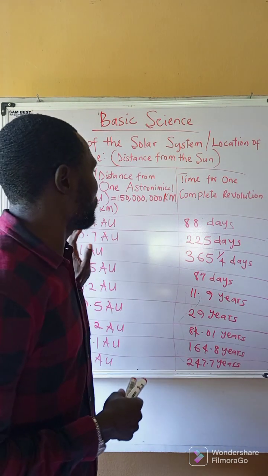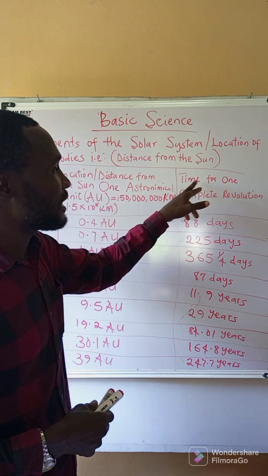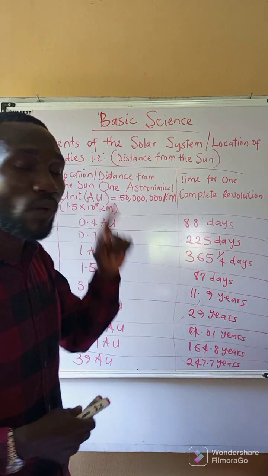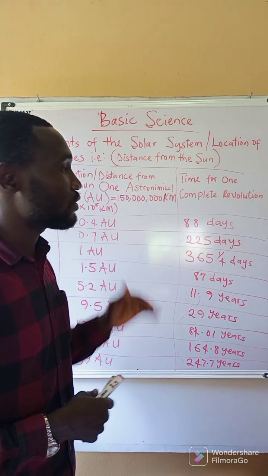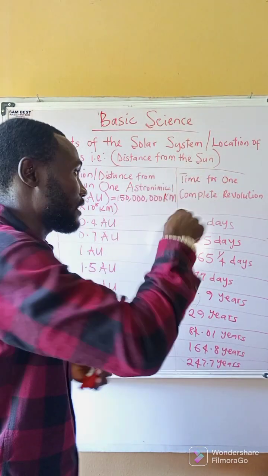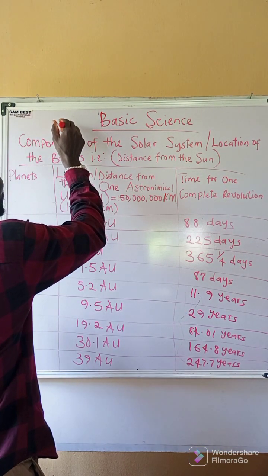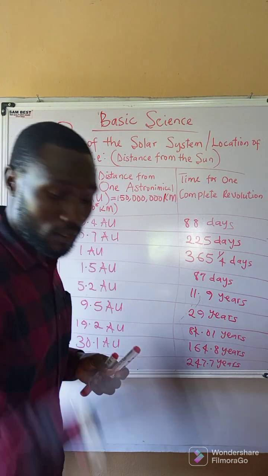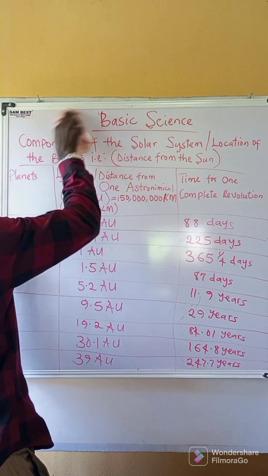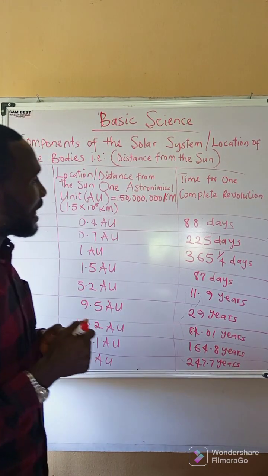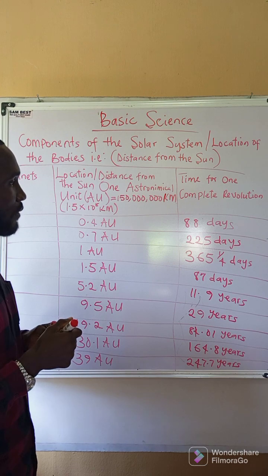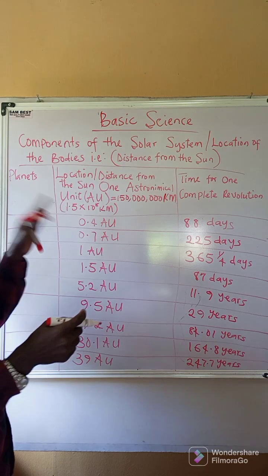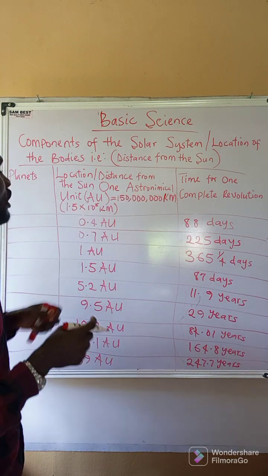But what we majorly focus on is the time each of these planets takes to complete one revolution. When we say revolution, we mean one complete turn. Like if you start from here, for example, to get back to that point is a complete turn or revolution. So how long does it take each of our planets? That's what we're going to focus on. Like I said, the way they measure distance is through the astronomical unit.